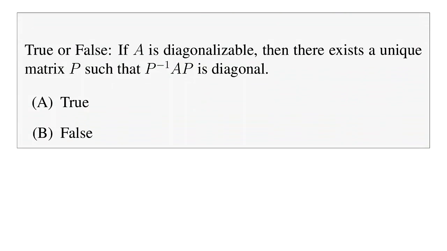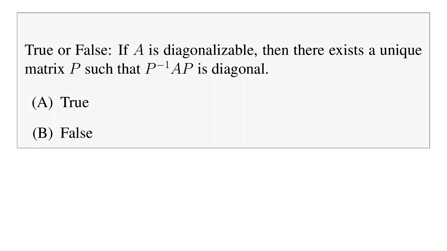All right, so true or false? If A is diagonalizable, then there's a unique P such that P inverse AP is diagonal. You look at the proof relating parts A and B of the last theorem. Does that tell you anything about this statement? All right, it's pretty even split, 40 to 60.